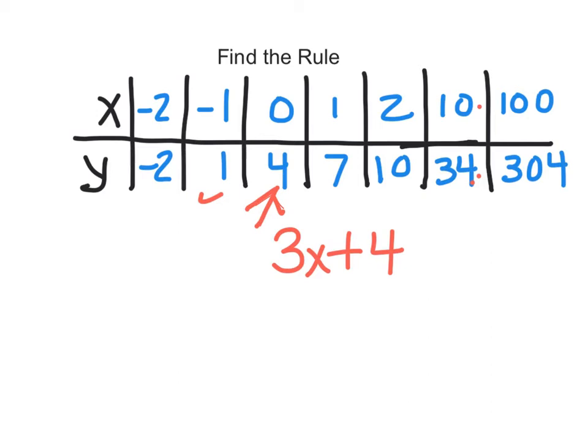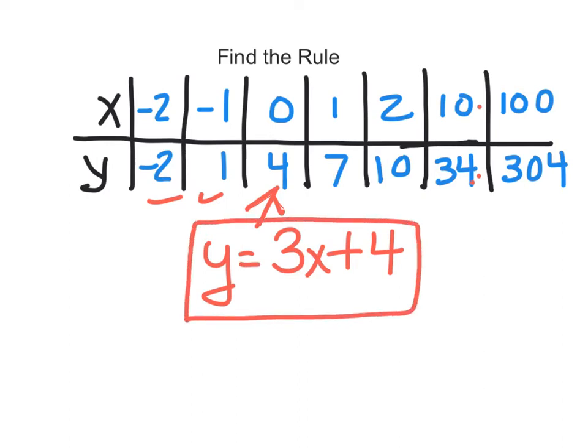Negative 2 times 3 is negative 6. Add 4, we get negative 2, so yes. This is going to be my rule, and I'll put here y equals, because y is going to be the result of 3 times x plus 4. Alright, so how'd you do on that one?